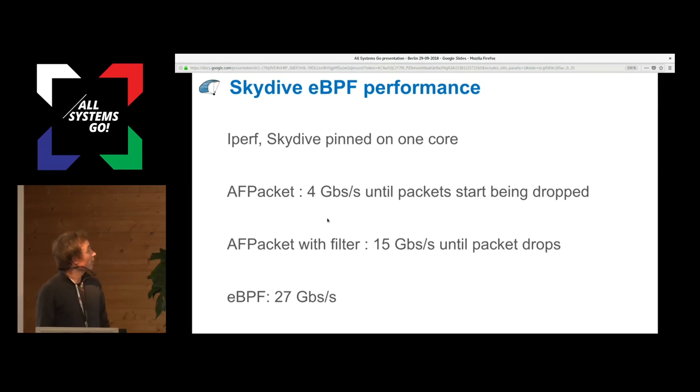This is really a small benchmark. We're using iPerf. Skydive was pinned on just one core. We generated traffic, and with a capture with AF packet at 4 gigabits, we started to see packet drops. If we specify a BPF filter, only on specific TCP flags, we were able to capture and analyze 15 gigabits, and with eBPF it was 27. Basically, what we do is really simple, there is almost no overhead.